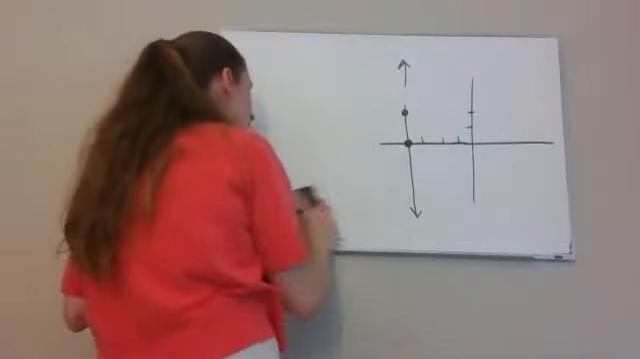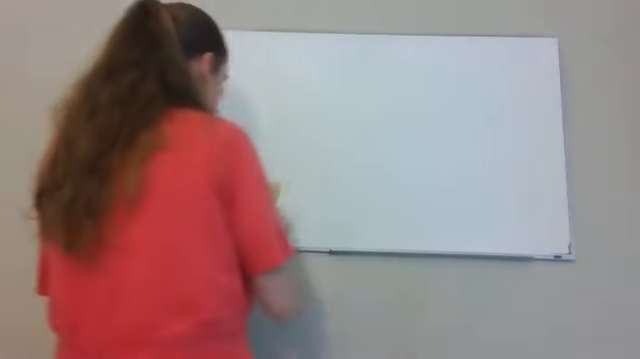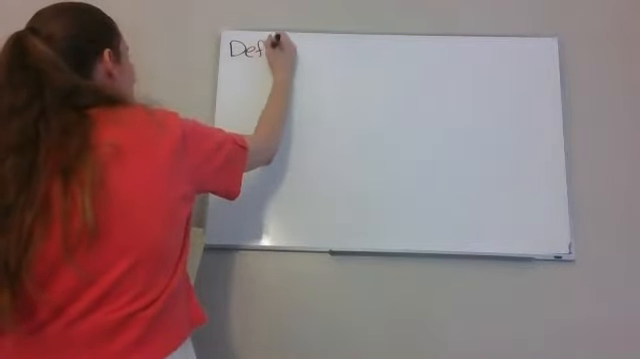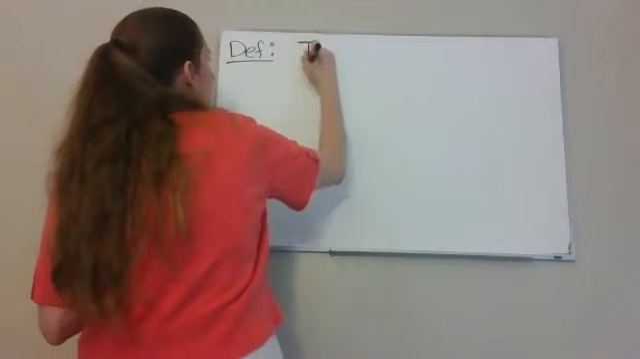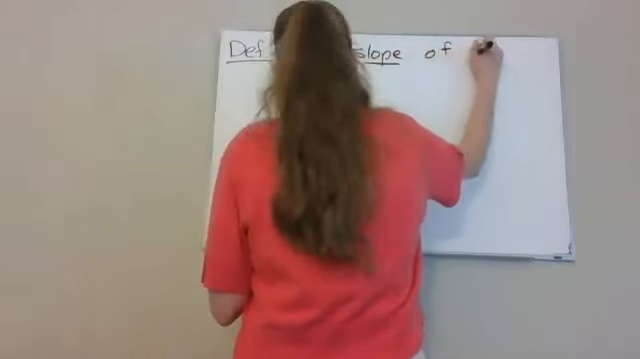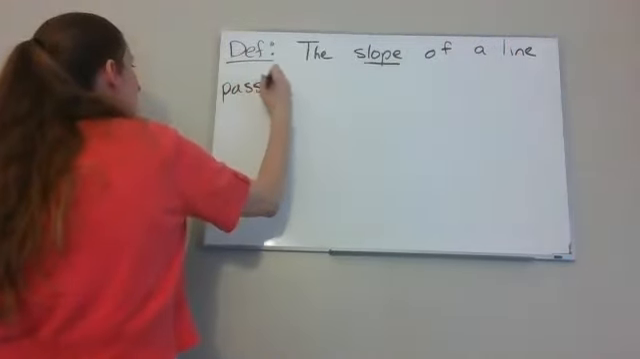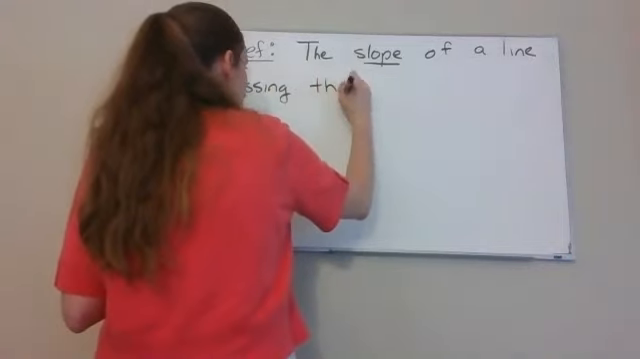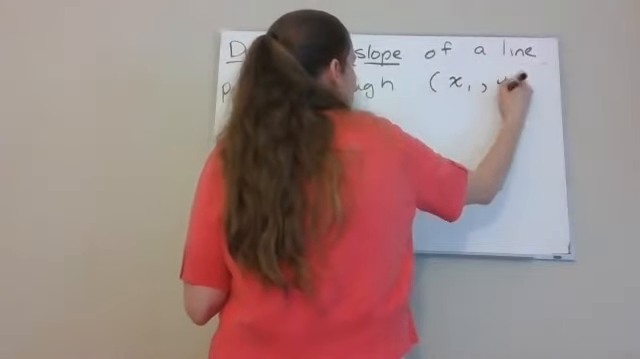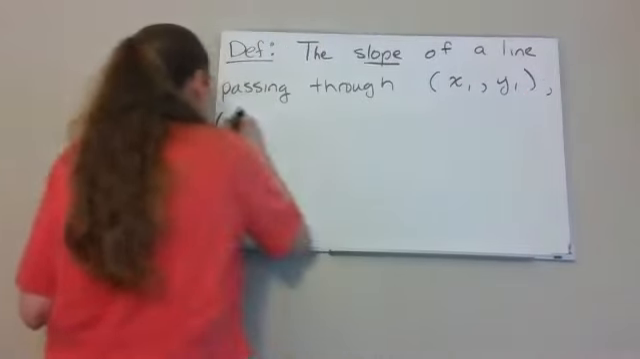Now, whenever we work with linear equations, something we talk about an awful lot is slope. So let's define what slope is using a formula. The slope of a line passing through 2 points, I'm going to call them x1, y1, and x2, y2.